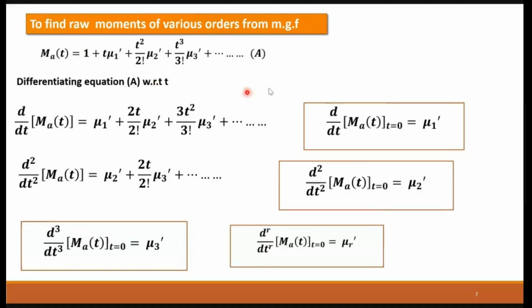ठीक है. This concept you make, what is that? Just take down this part from ma of t, how to get the raw moments. That is very important. Just take down this step. पहले ma of t लिखो, उसके बाद चारों के चारों raw moments, μ1 dash, μ2 dash, μ3 dash and μr dash.